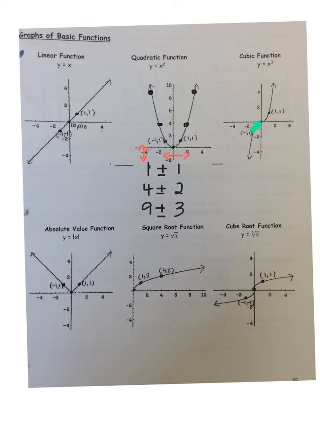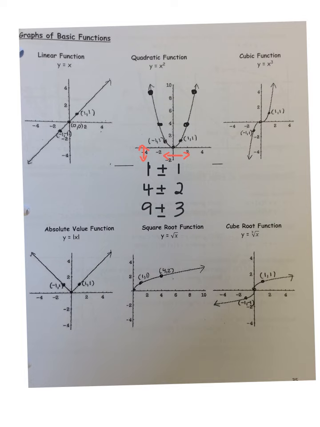Okay, so from here, we will always go to the left one and down one. And then we will always go to the right one and up one. So these 3 points are extremely important, okay? So again, from this center point, this point of inflection, left 1, down 1, and right 1, up 1, okay?